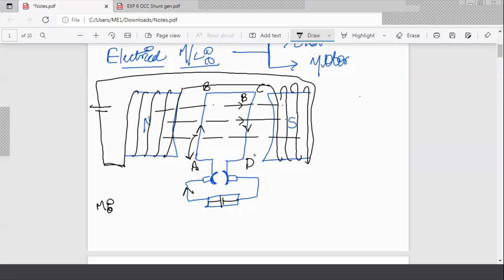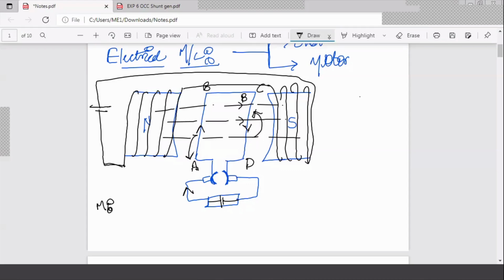Similarly, what happens to the coil CD side? You know that the current is flowing downwards. Magnetic field is from left to right, isn't it? So here you will get the field and the current is downwards, and there will be a motion which is coming out of the paper here. So you will get a motion in the opposite direction. As a result, what happens? The machine starts rotating, the coil starts rotating, isn't it? That is the case when we are talking about a motor.